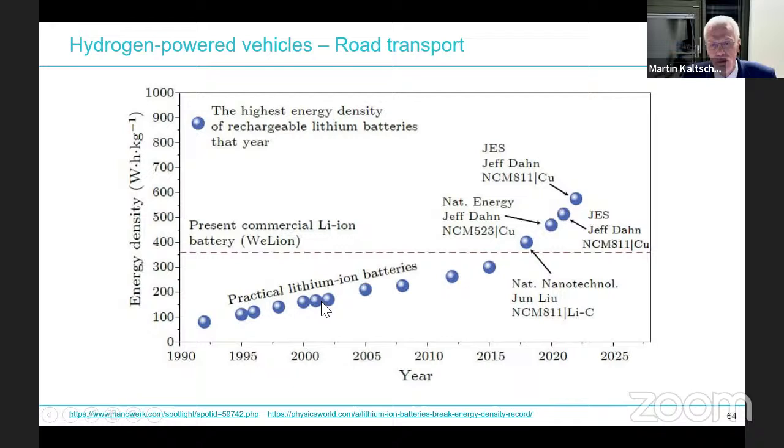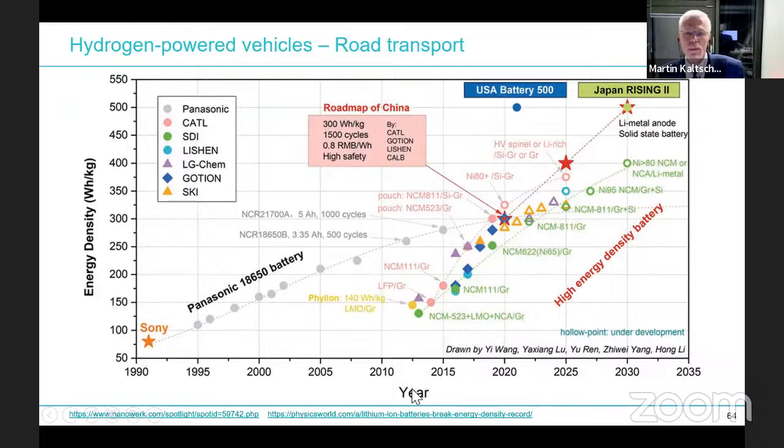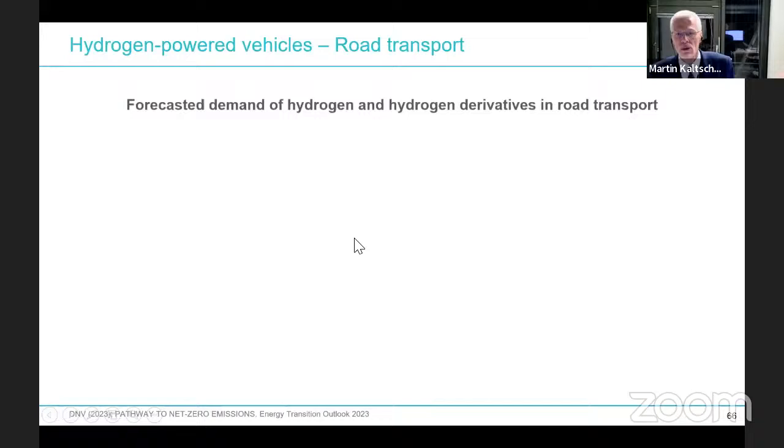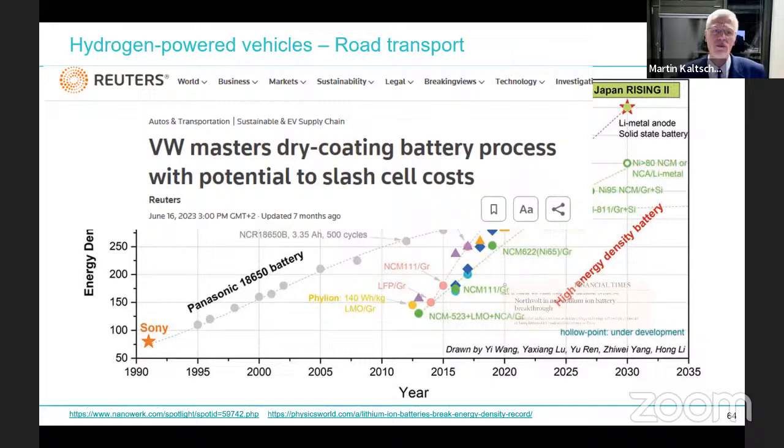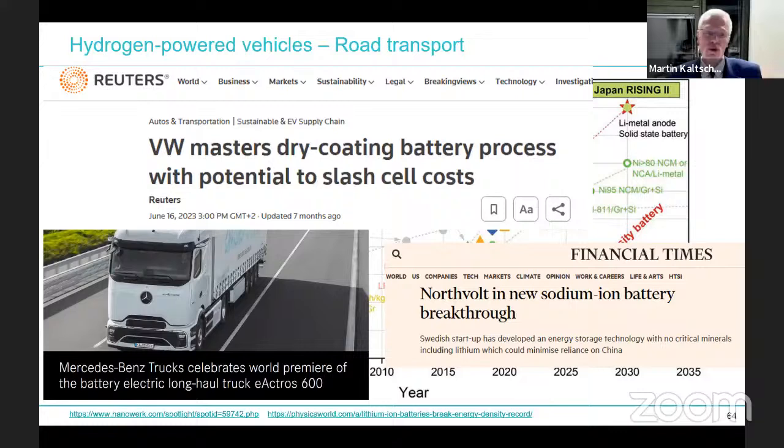What we also have seen is that the energy density of the batteries has improved, and we expect that in the years to come it will improve even further. This is what you can see here with the roadmap of the different developments. The energy density of the batteries will become better and better, and this is also what we see at the moment on the market. The result is that more and more of the big vehicle producers state that they will go more and more into battery-driven vehicles.